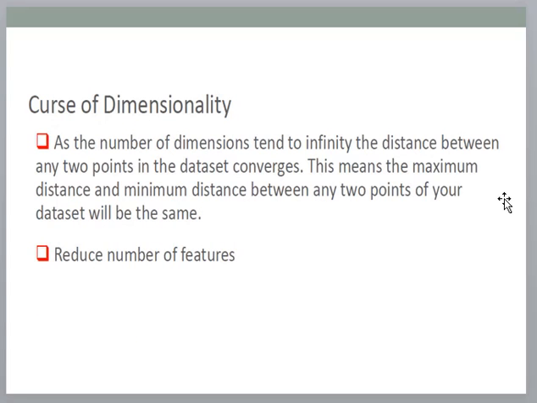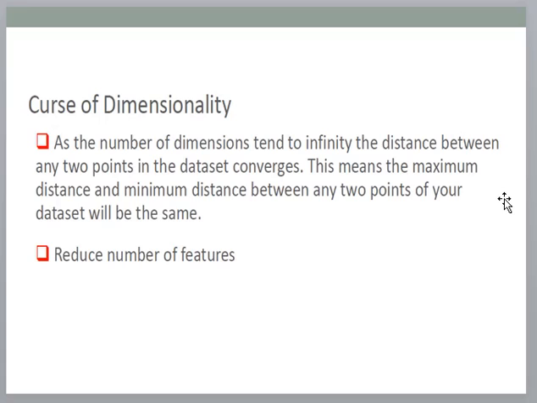Another problem is that we can suffer from the curse of dimensionality, which happens when the dimension is too large. As the number of dimensions tends to infinity, the distance between any 2 points in the data set converges. This means the maximum distance and minimum distance between any 2 points of your data set will be the same, right?